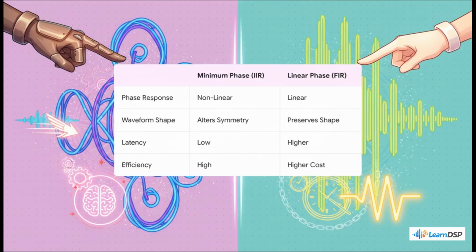First, you've got your minimum phase filters. These are the ones you see most often. They're super fast, really efficient, but they have a downside. They always mess with the timing. It's just part of how they work.